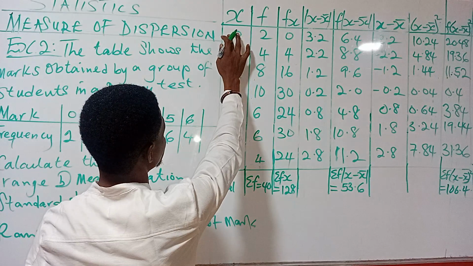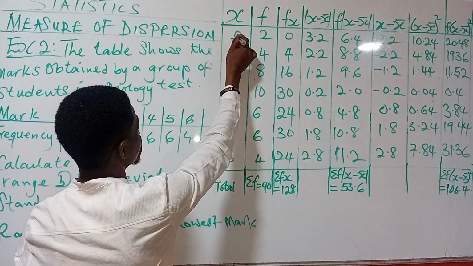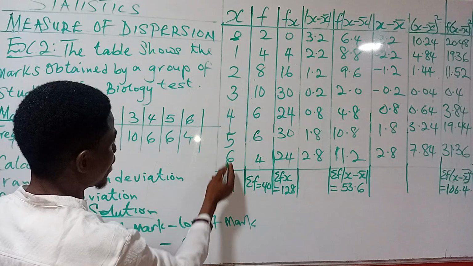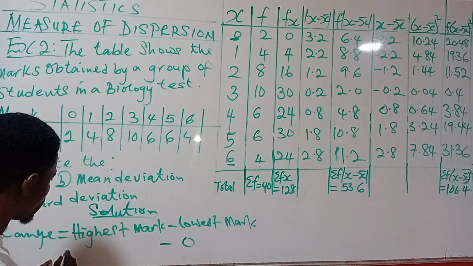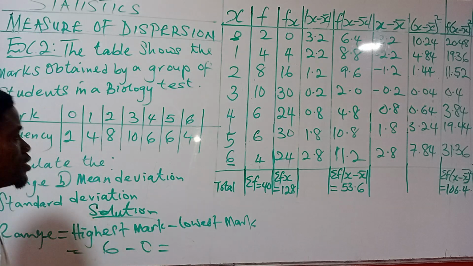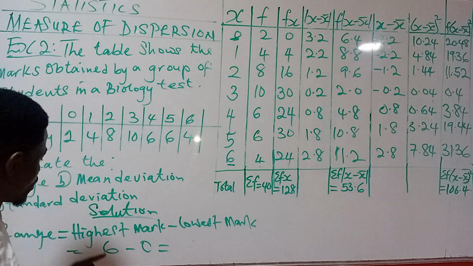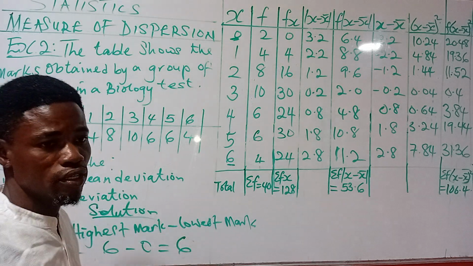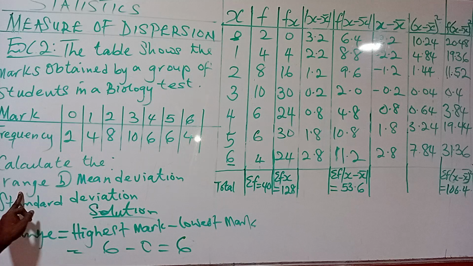Now, just go to the score here. We have 0 as the lowest mark. Then the highest mark is 6. Therefore, the range of these marks is 6 minus 0, which will give you 6. So that is the solution to question number 1, where we are asked to find the range.